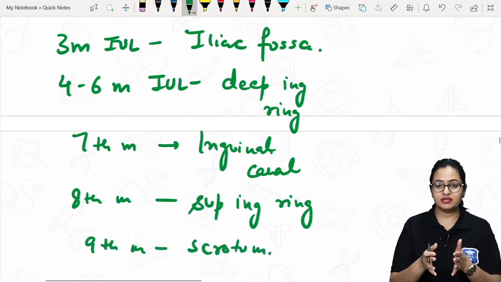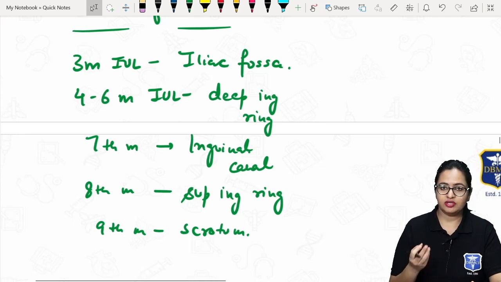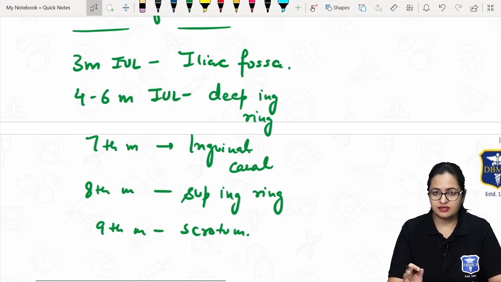So, this is the complete descent of the testis. And if the testis is located at the deep inguinal ring, or the inguinal canal, or the superficial inguinal ring, then we use the term undescended testis.